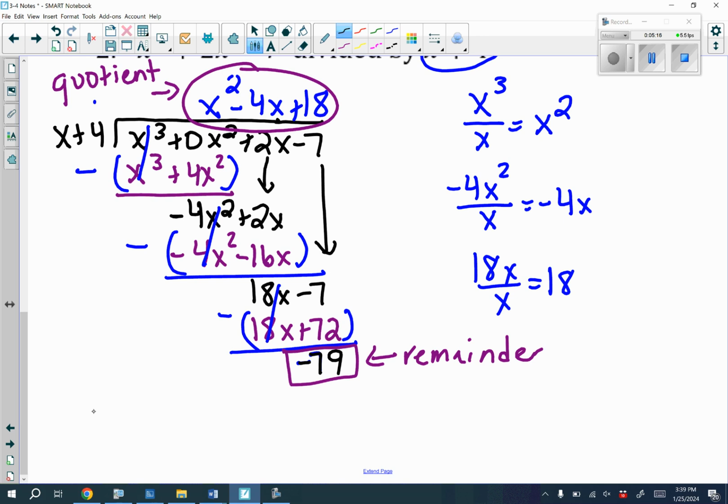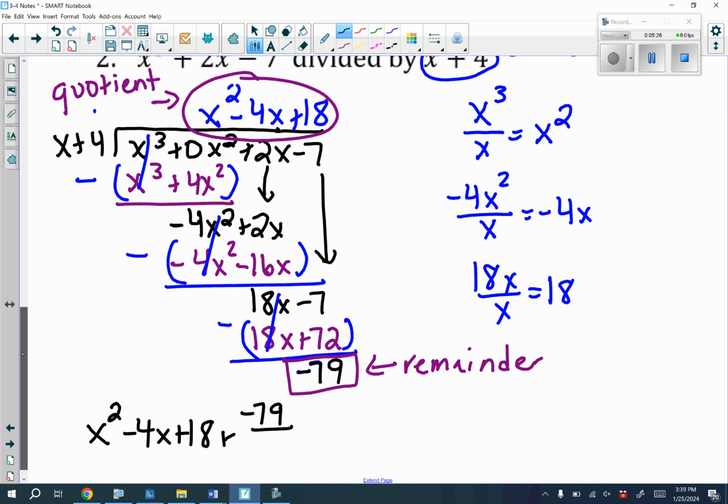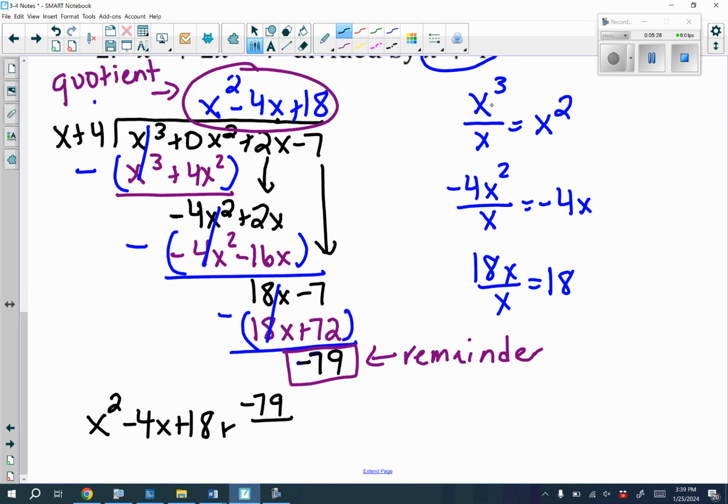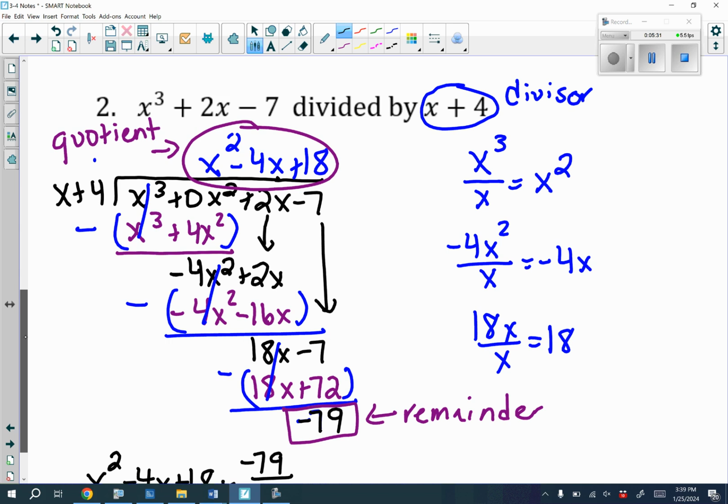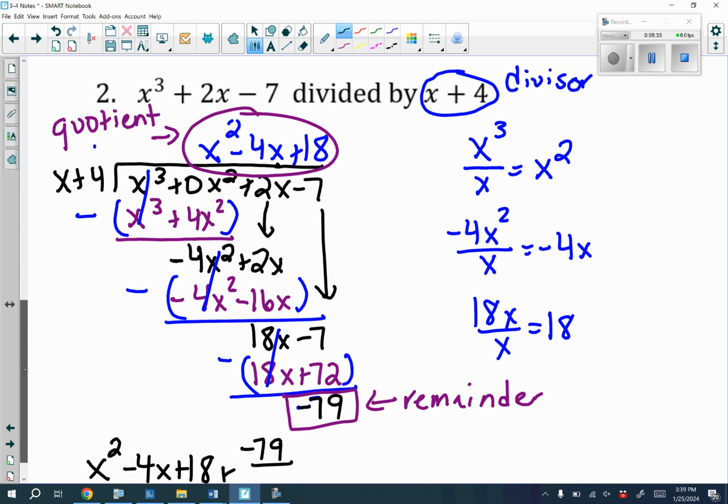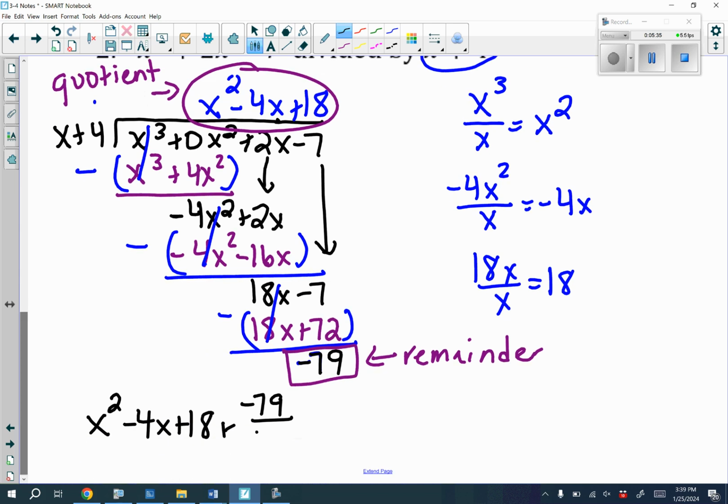So we have our quotient. So we said x squared minus 4x plus 18. Now we add the remainder, negative 79, and put it over the divisor. So we said the divisor is x plus 4. So we're going to put that negative 79 over the x plus 4. And then this is our answer here.